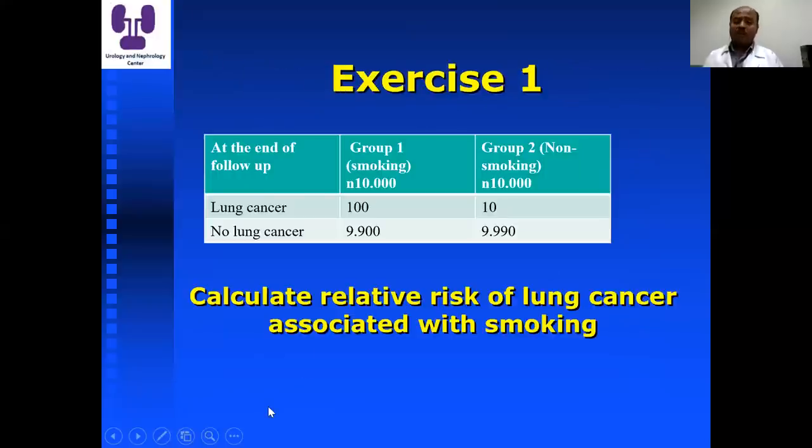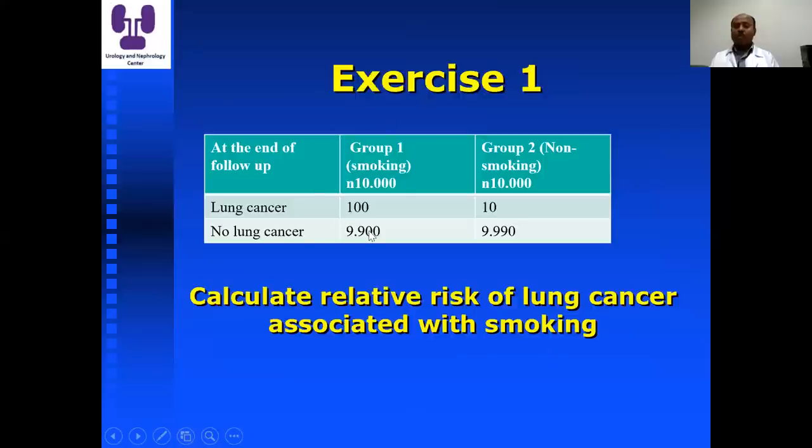Regarding the magnitude of difference, as we discussed together, magnitude and difference in a study design, I discussed with you relative risk, absolute risk reduction, number needed to treat, and odds ratio. First speaking, odds ratio is best fitting with case control study. Let us go to this first example. Calculate relative risk of lung cancer associated with smoking.